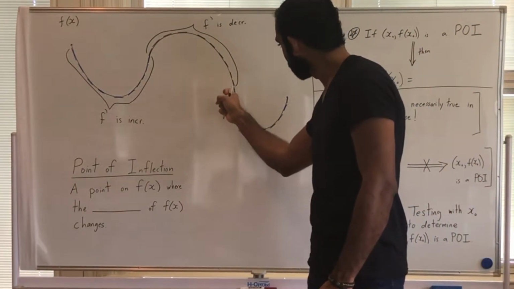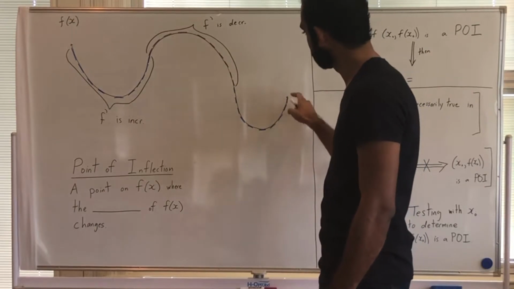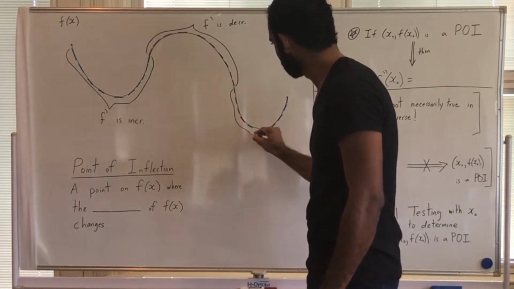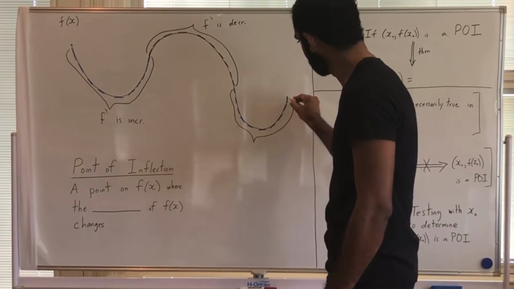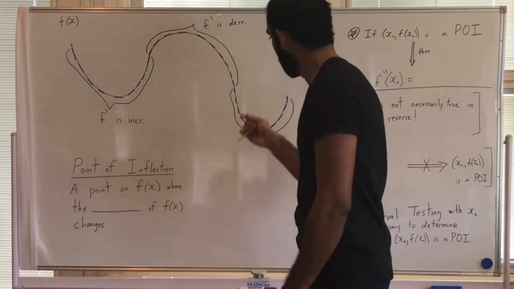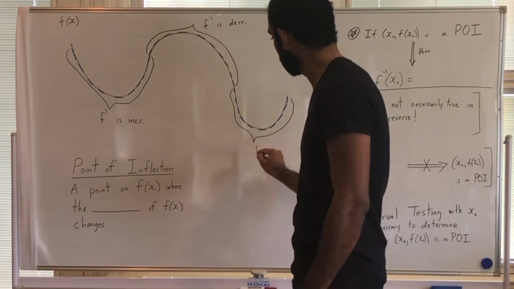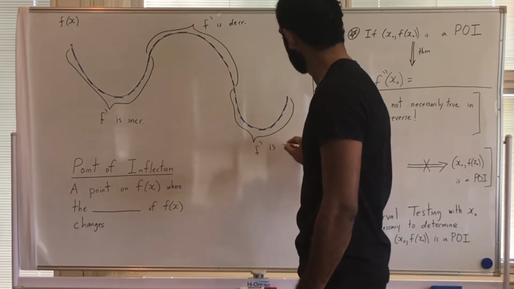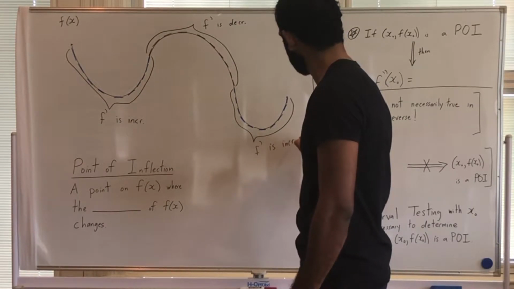Now finally, from here onwards, your slopes are doing what? It's back to increasing. Those little blue line segments are increasing in steepness. Make sure you can see that. So we can say on this piece of plain old f, f prime is increasing.